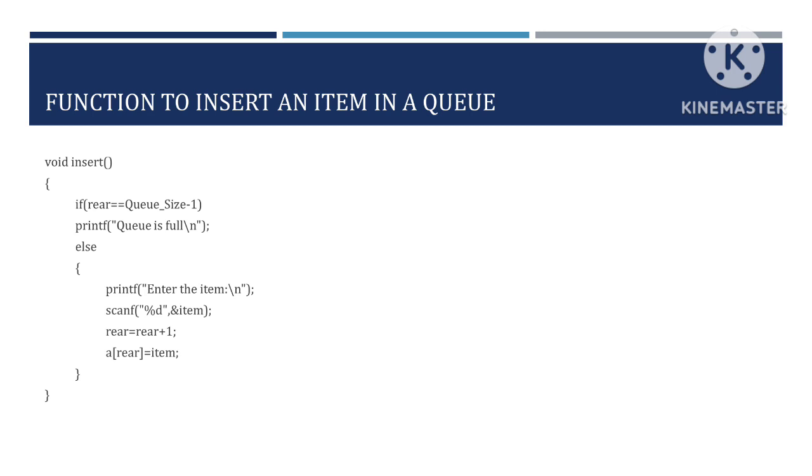Else, if it is not full, then first of all there will be a printf statement. That means we take an item from the user, and that value is stored in item. After that, rear is equal to rear plus 1, and a is the array, so a[rear] means the new rear position, where we store the item. So this is the function we have to write in the program to insert an item at the rear end.